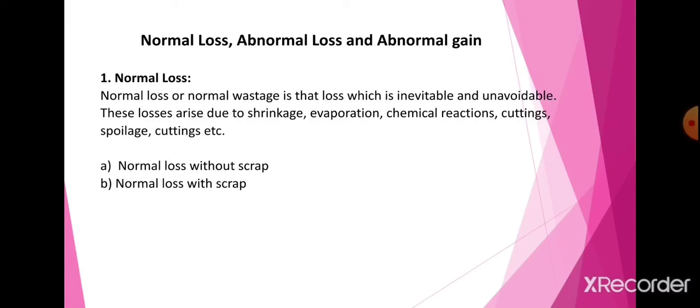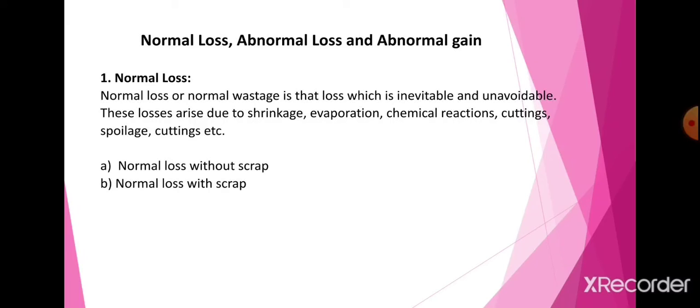Then what is normal loss? Normal loss or normal wastage is that loss which is inevitable and unavoidable. This is the loss which is unavoidable because of the nature of the raw material or the production technique and is inherent in the normal course of production. Such loss can be estimated in advance on the basis of past experience. These losses arise due to shrinkage, evaporation, chemical reactions, spoilage, cuttings, etc.